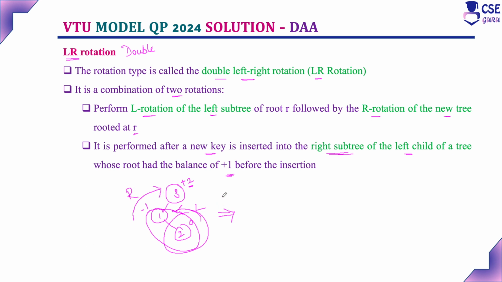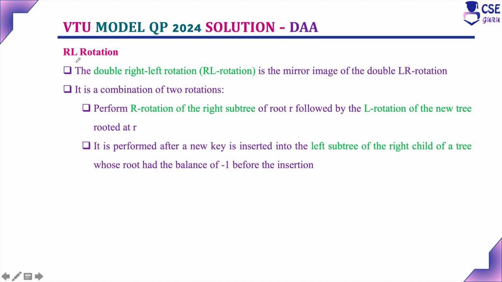So, when you are performing a left rotation, what will happen? The tree will be like this: 3, 2 and 1. When you perform a left rotation, 2 goes here and 1 becomes the left child of 2. And then you have to perform a right rotation. Then you will get the tree like this: 2, 1 and 3. Now, if you check the balance factor, everywhere it is balanced. So this is double left-right rotation.